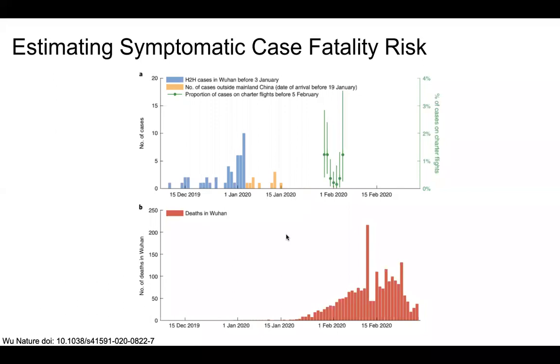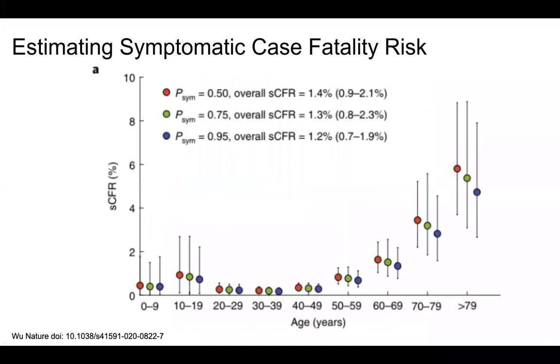And then on the bottom, they used the first 425 cases to estimate the growth rate and to identify epidemiologic parameters. They used this information to estimate age-specific symptomatic case fatality risks at various probabilities of symptomatic infection, getting an overall symptomatic CFR of 1.4% using a symptomatic probability of 0.5.